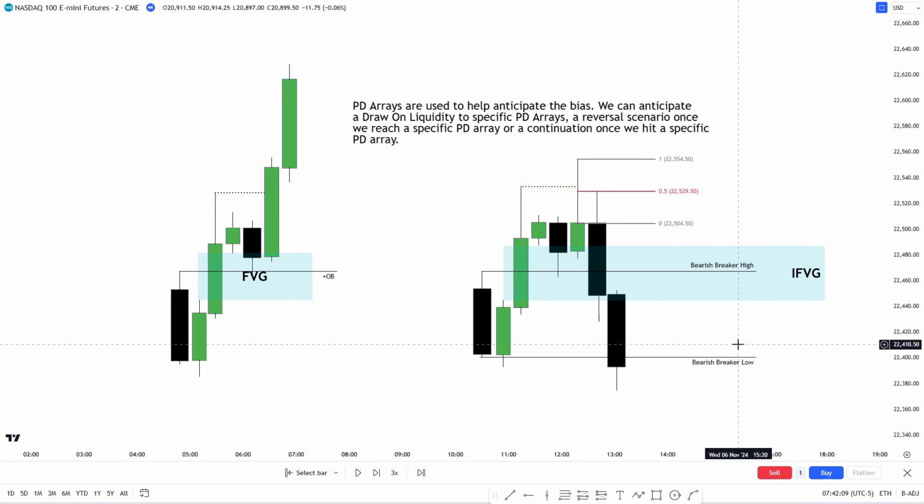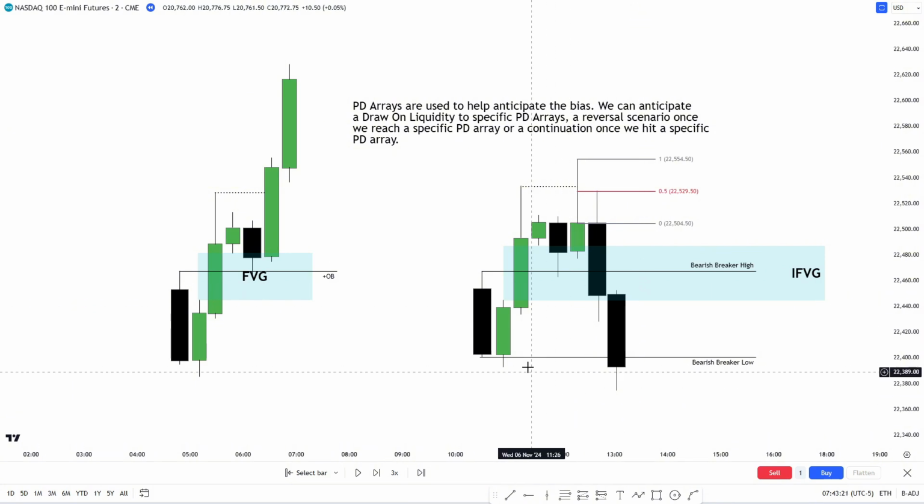Now we can also use inversion of PD arrays. This is a bit more advanced, but I'm going to share it with you anyways. Once we close below this fair value gap right here on this candlestick, we can anticipate a potential return up into this inversion fair value gap, retrade to it, and then look for continuation on the downside.